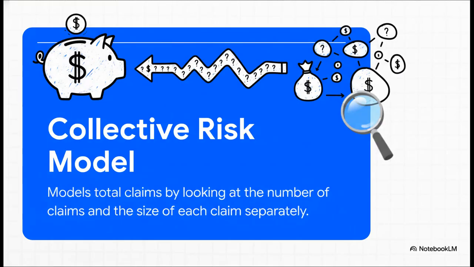Okay, so here's the core concept. This whole model looks at the total payout. We'll just call it S for sum. And it breaks it down into two distinct parts. First, you've got the random number of claims that come in. Let's call that N. And then you have the random size of each of those claims, which we'll call X. The really important part here is that we don't care who files the claim. All that matters is that a claim happened.